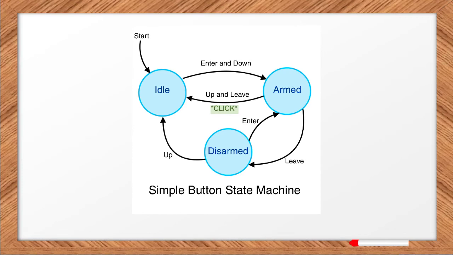There are 3 possible states: idle, armed, and disarmed. A button starts in the idle state. In this state, we show the up image. When the user clicks down on the button, we transition to the armed state, and we show the down version of the button. In the typical case where the user clicks up while in the armed state, we transition back to the idle state, and that constitutes a click. We again show the up image.